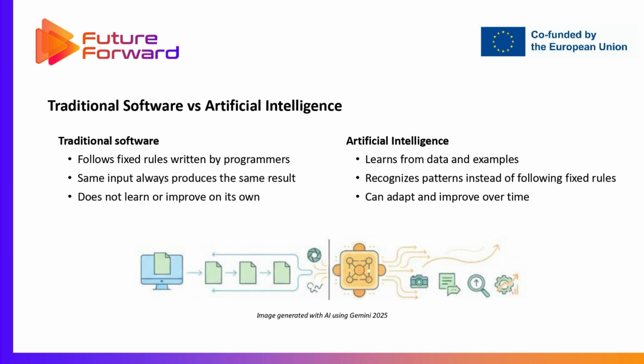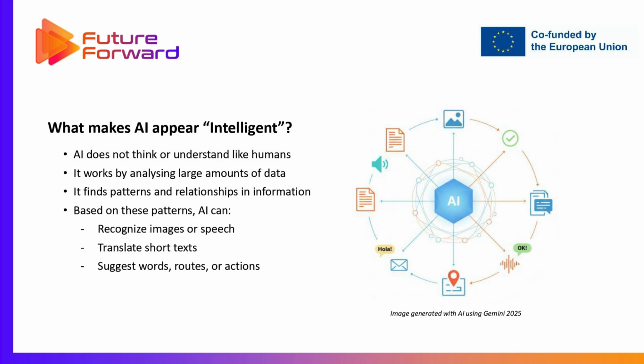AI instead learns from data. Instead of being told every step, it recognizes patterns in examples and adapts when something new appears. That's why AI can suggest faster routes, improve translations over time, or recognize objects in photos. Even though AI doesn't think or understand the way humans do, it can still perform tasks that appear intelligent.